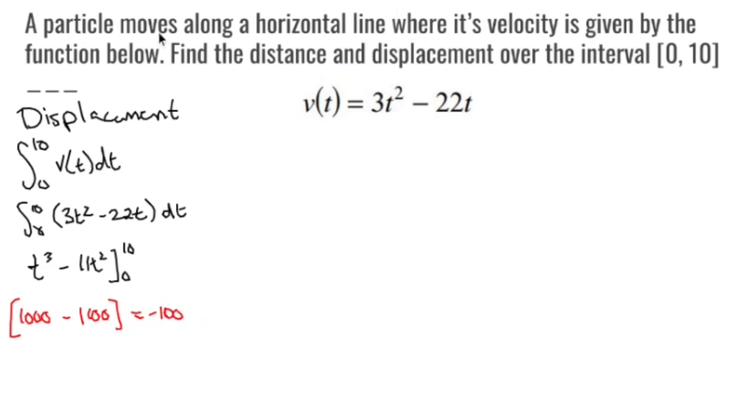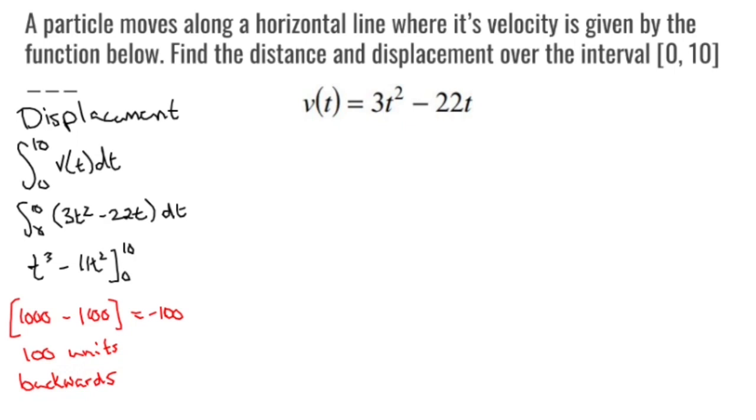So we end up with negative 100. Units? It doesn't say. So we'll say that our displacement is 100 units backwards. So this is not too different from any other regular problem so far that we're used to seeing.